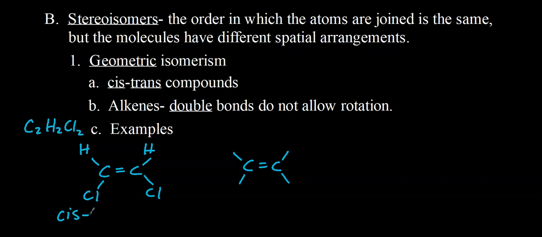Where are they? The 2 chlorines have to be across the double bond. They can't be on the same carbon, otherwise we don't have a cis-trans isomer. So this is 1,2-dichloroethene. Cis 1,2-dichloroethene. Well, what's the other way we can draw this?